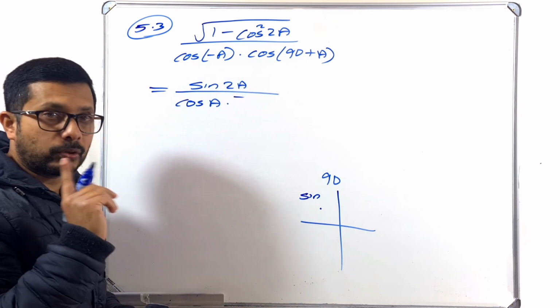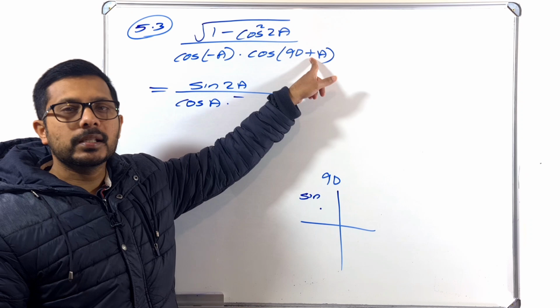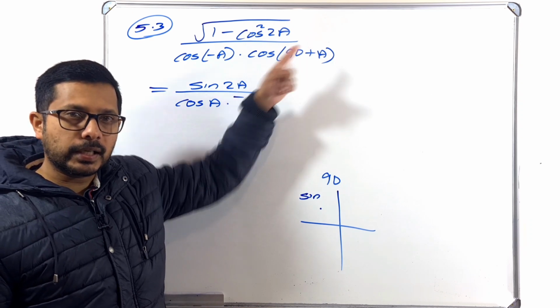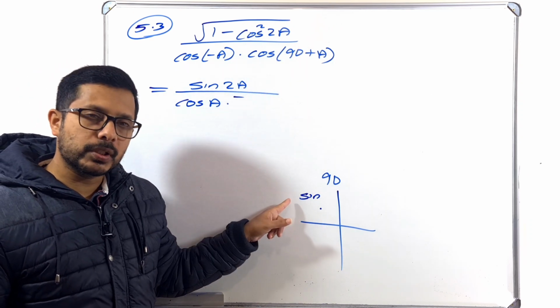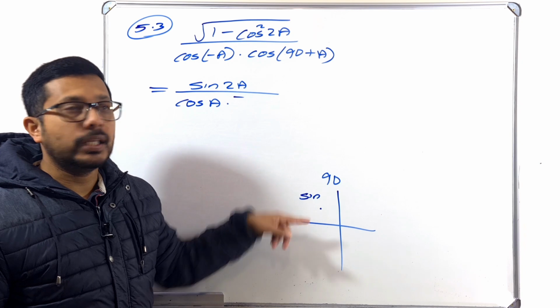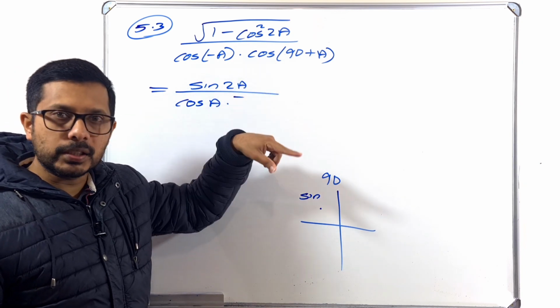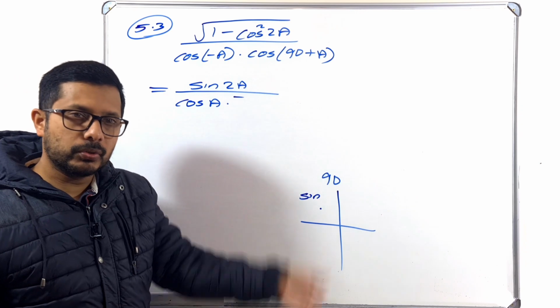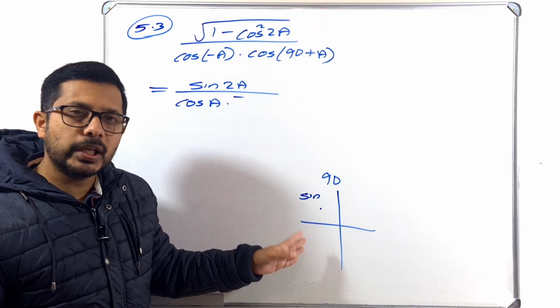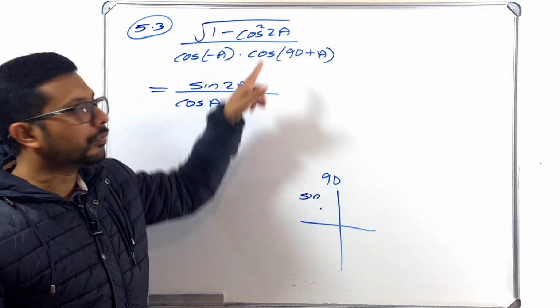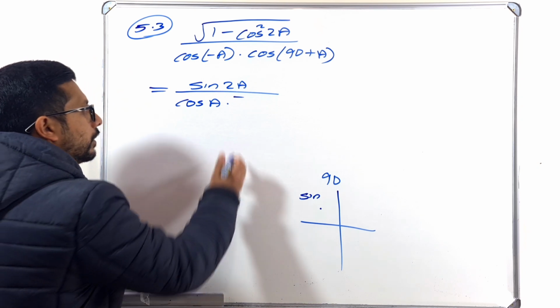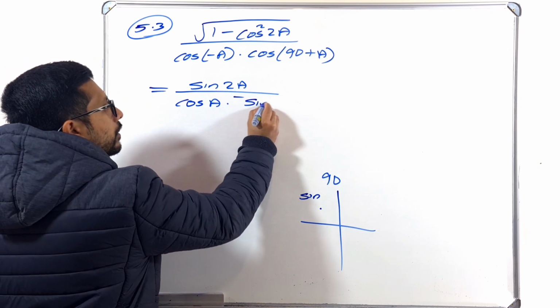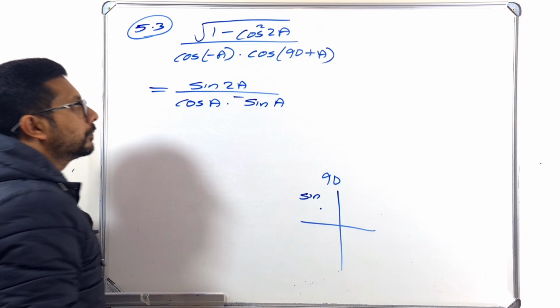So follow that order. 90 plus a is in which quadrant? Second quadrant. In the second quadrant, sine is positive. Here what? Cos. So it is negative. Do you understand? But if it is based on the 90 or 270 vertical line, you have to change to its cofunction. What is the cofunction of cos? It's sine. So it is minus sine, then the angle a.